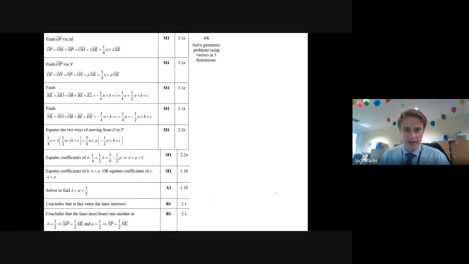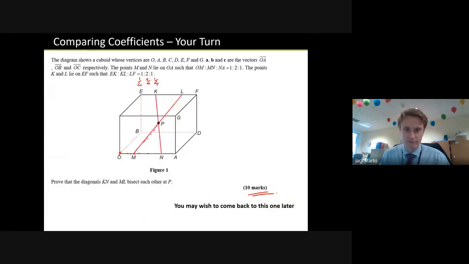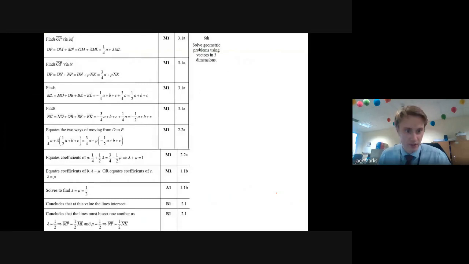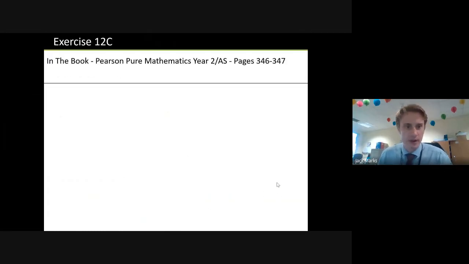Okay, that there is the mark scheme. So make sure you've had a good go at this one here, and the mark scheme is there for you to have a look over. This one is also a half as well, but it doesn't always have to be a half. And you're ready now to have a go at 12C.